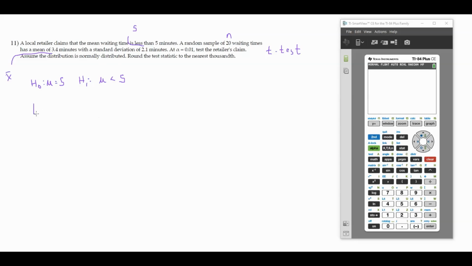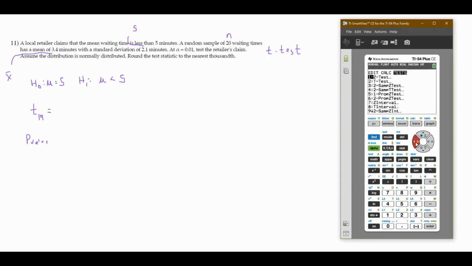Well, I need the test statistic t, and it's going to have n minus 1 degrees of freedom, so in this case 19. Okay, and then I need my p-value, and then based on the p-value, we'll make our decision. Okay, so I'm going to say stat, test, and number 2, t-test. Now, we were given summary statistics. We weren't given data, so I'm not going to highlight data here. I'm going to use stats.